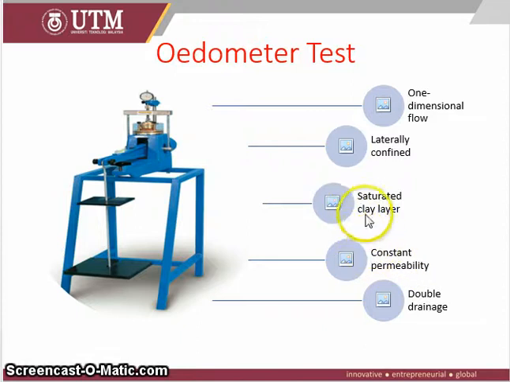A saturated soil sample is very important because it could exhibit the phenomenon of consolidation. The volume of soil changes gradually, giving a delayed response to the change in applied confining stress. So when we apply the load, the soil volume changes, but slowly. That's why we want to do it in the saturated condition.